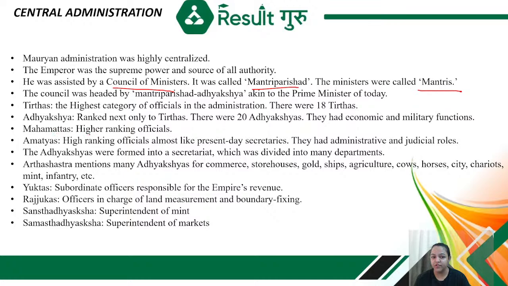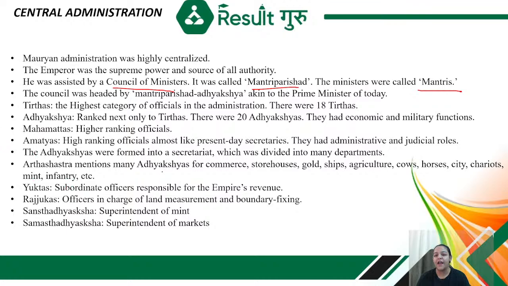Then we have Amatya. They are high ranking officials, almost like present day secretaries. They had administrative and judicial roles. The Adhyakshas formed into secretariat, which was divided into many departments. Arthashastra mentioned many Adhyaksha for commerce, storehouse, gold, ships, agriculture, cows, horses, city, chariots, mint, infantry, etc. So each of these departments would have one Adhyaksha or one head.